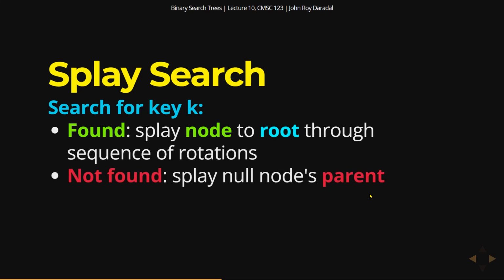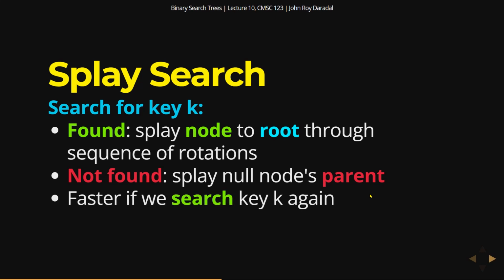But if it's not found, we will splay the null node's parent. Okay, so if it was not found, diba, we return the null node. So the parent of that null node, that is what we will splay. Okay, so I'll show you that in an example later. And the reason for this again is if we want to search for the key K again, at least it's already at the root or near the root, if it was not overtaken by other splay operations. Okay, so it makes it faster.